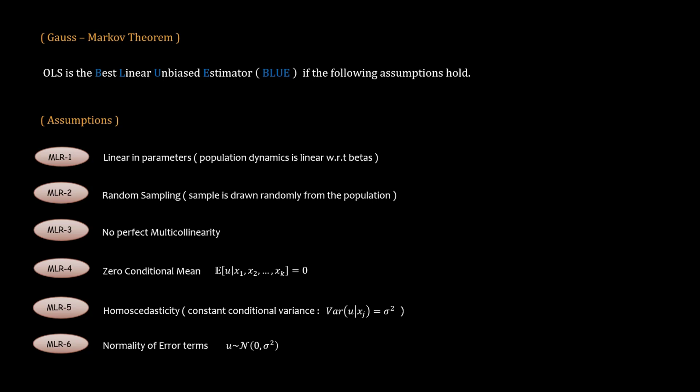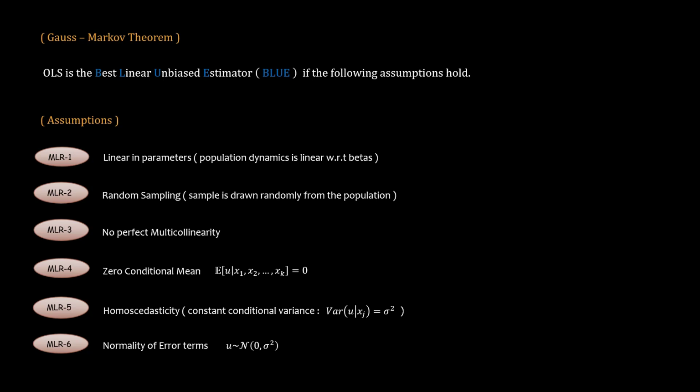Assumption 4 is the zero conditional mean, which now extends to all regressors. Recall that error term must be uncorrelated to all regressors. Assumption 5 is the homoscedasticity assumption, which also extends to all regressors, meaning the unconditional variance of error term is same as the conditional variance of the error term given any regressor.